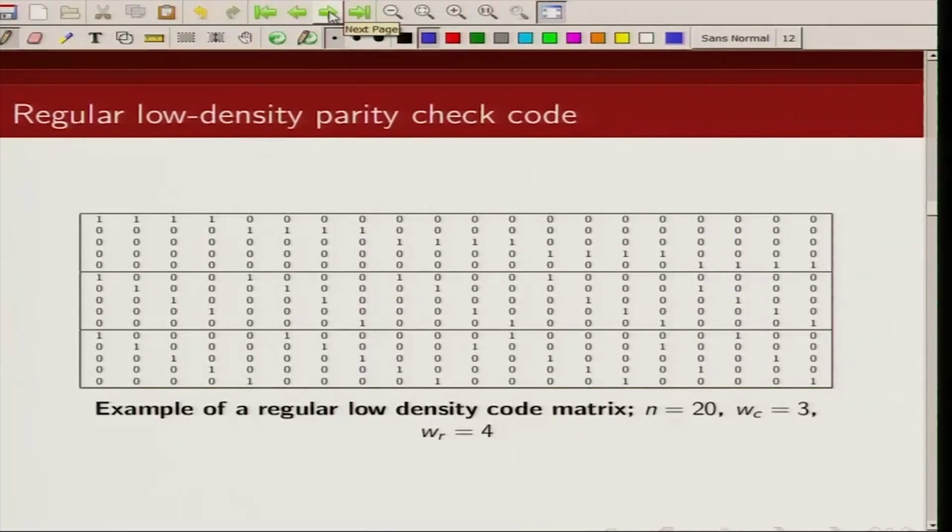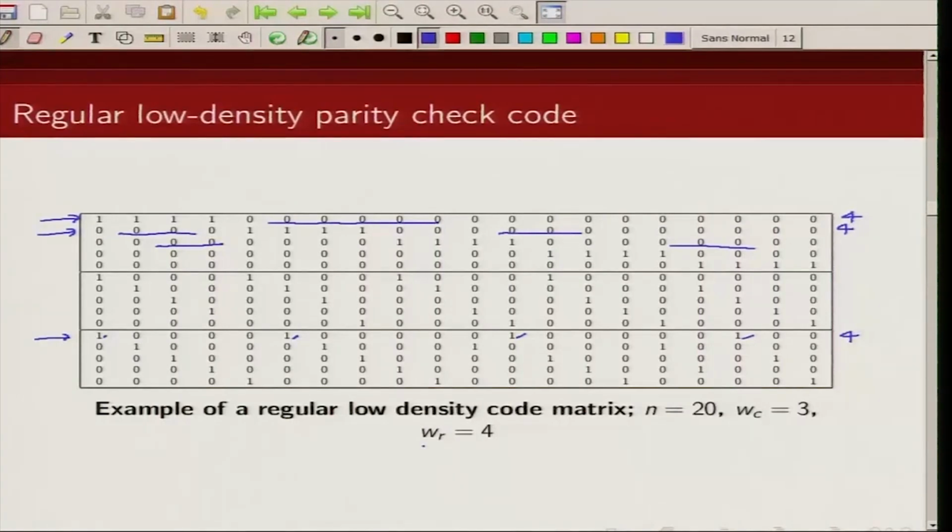You can see in this matrix most of the entries are zeros. These are all zeros, these are zeros, these are zeros. Very few are ones. Let us look at row number 1. Row number 1 has 4 ones, row number 2 has 4 ones. You can check any row, let us say this row. This has 1, 2, 3, 4, there are 4. So, each row of this low density parity check matrix has 4 ones.